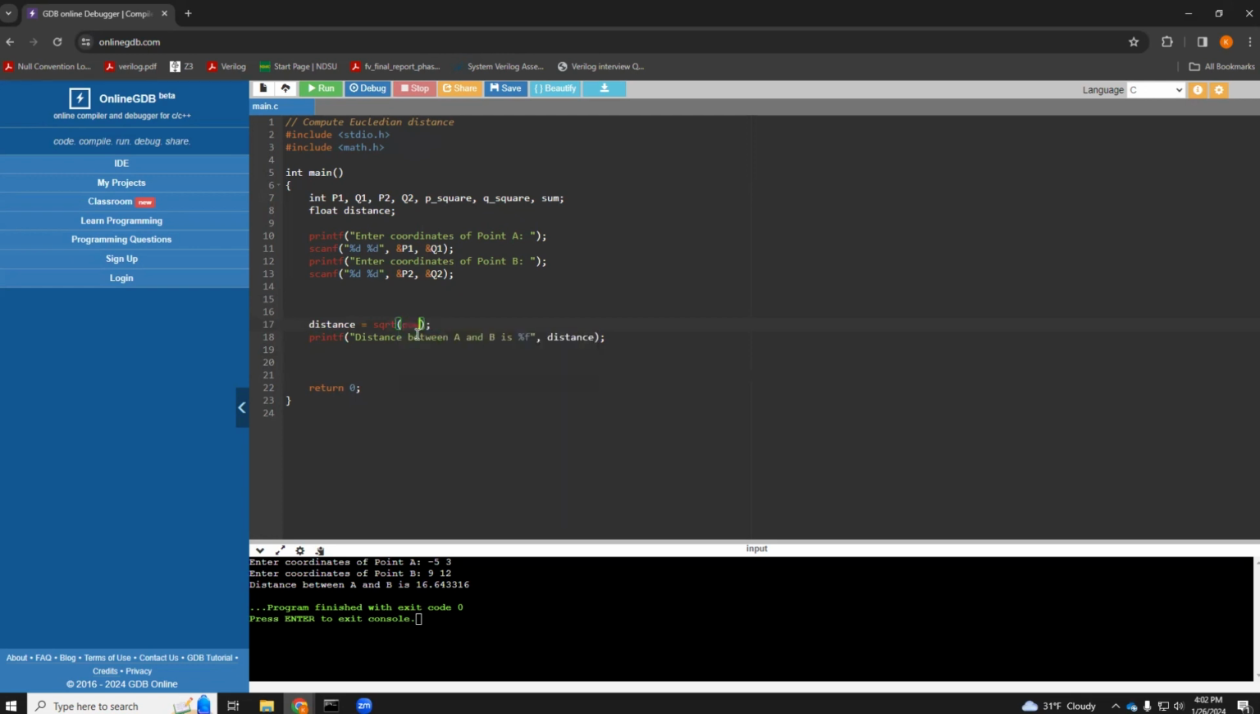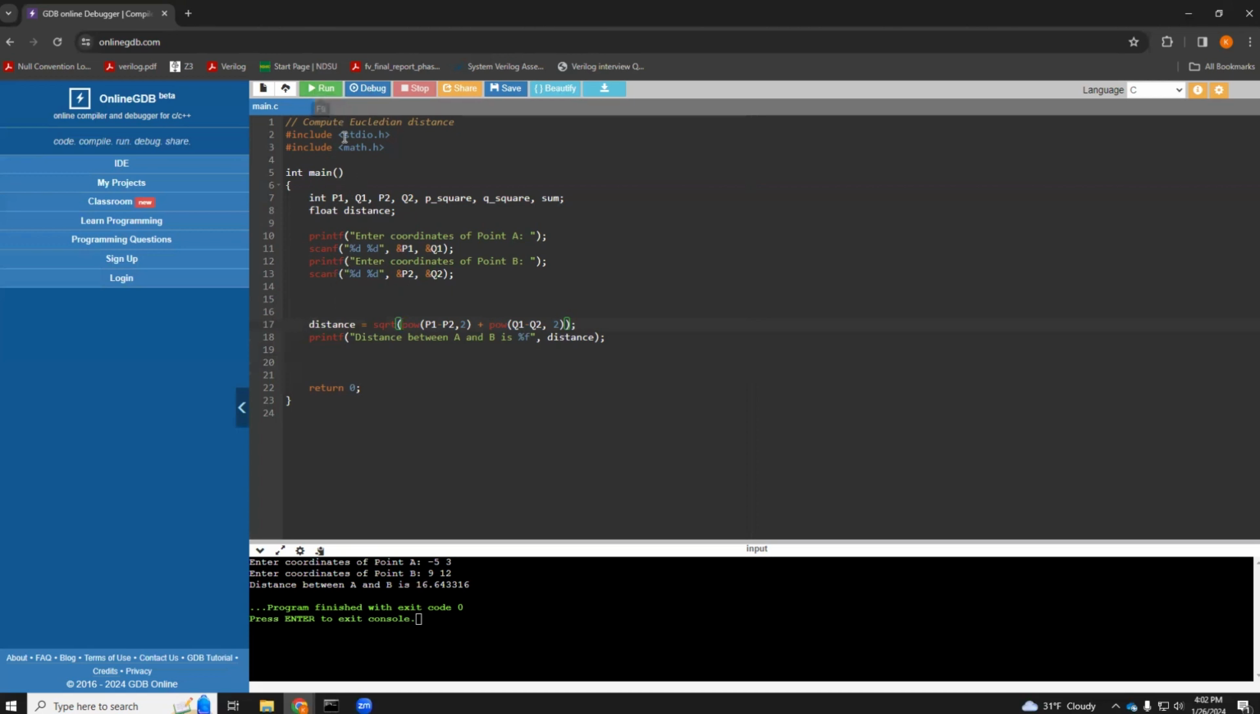And that line would be distance equals square root of power, comma, P1 minus P2, comma, 2, plus power, Q1 minus Q2, comma, 2. So this is allowed. You can invoke one function from another function. That's totally fine. So if I enter the same coordinates, I should get the same distance.